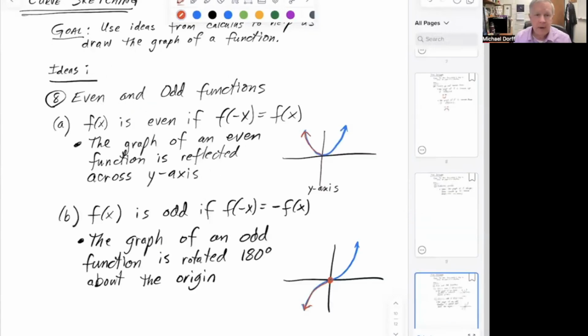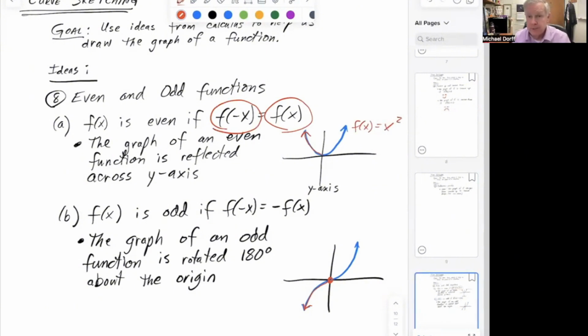And last, we have odd and even functions. f of x is even if f of negative x equals the original function f of x. The graph of an even function is reflected across the y-axis. A good example of this is f of x equals x squared. You can remember that that's an even function because it has an even power.